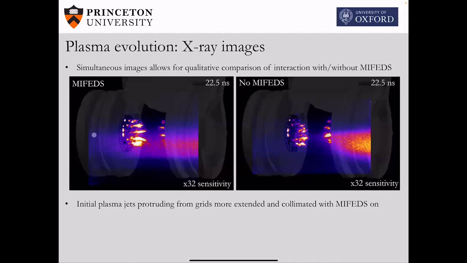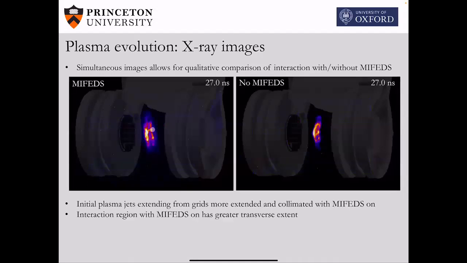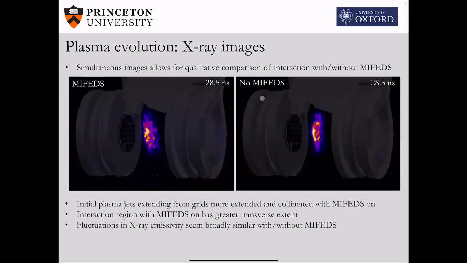Now let's do a comparison of the MIFEDs and no MIFEDs. At the pre-collision stage, we see that the initial plasma jets protruding from the grids are much more extended and collimated when we included the MIFEDs. And then the interaction region with the MIFEDs on had a greater transverse extent than at the equivalent times with no MIFEDs. However, the fluctuations themselves and the X-ray emissivity seem broadly similar qualitatively with and without the MIFEDs.